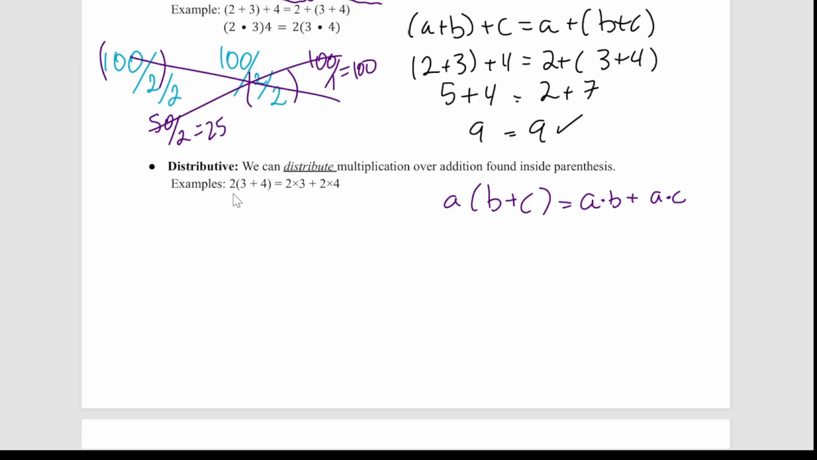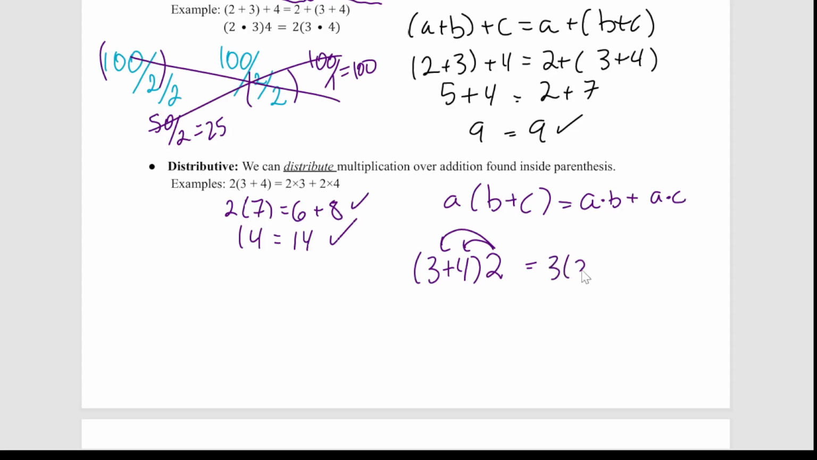So for example, 2 times, in the parentheses, 3 plus 4 is the same thing as 2 times 3 plus 2 times 4. You can also prove that to yourself. So if you were to simplify this a little bit on each side, you would get indeed that 14 is equal to 14, so we're good. You also can encounter this even if it was written the other way around like this. So you're still able to distribute that 2 to both of those numbers.